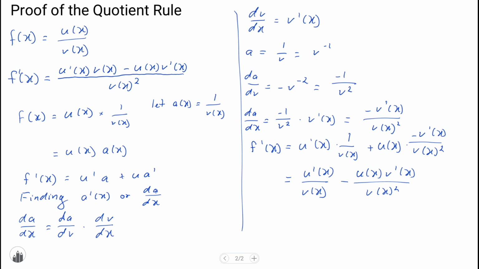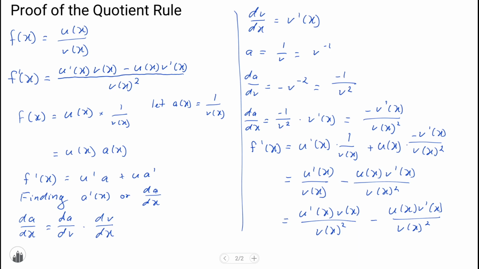And so you just have to remember, how do I add and subtract fractions? Well, you just make sure that they're on the same denominator. So how do I get them on the same denominator? Well, they both have v of x in common. I just need to multiply this part here at the top and at the bottom by v of x. This becomes then u dash of x times v of x divided by v of x squared, minus u of x times v dash of x, all divided by v of x squared.